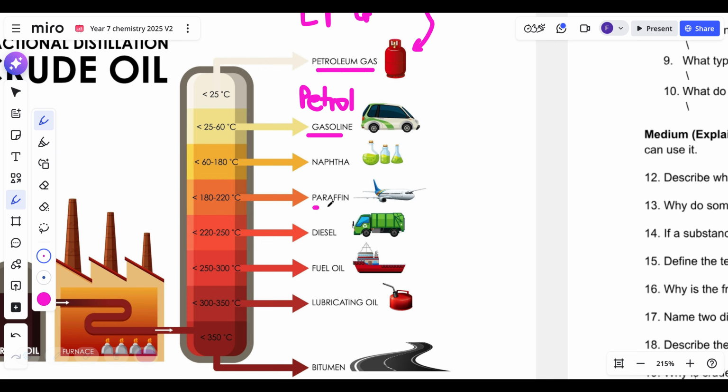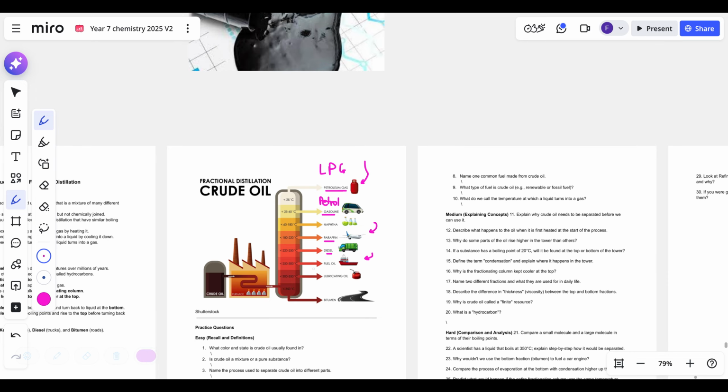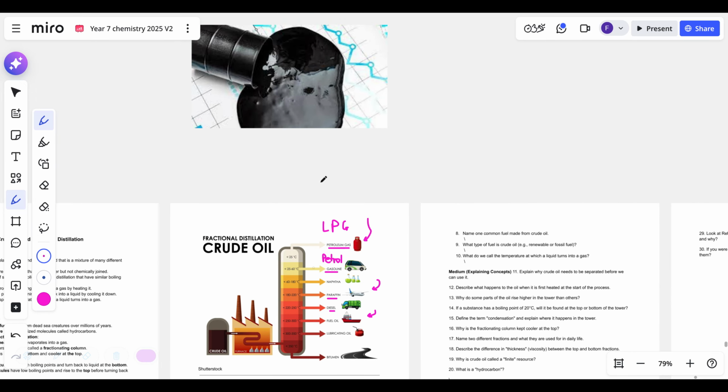You'll find it even if you live somewhere where there is no main supply of gas. Petrol, paraffin, which is used in things like airplane fuel, diesel, this is fuel oil. And these are very important. Without petrol, no cars; without diesel, we'd have no trucks. So these are the sources. This is what we take out from crude oil. So what we do is we dig out crude oil, we drill for it. After we drill for it, we have to separate it.